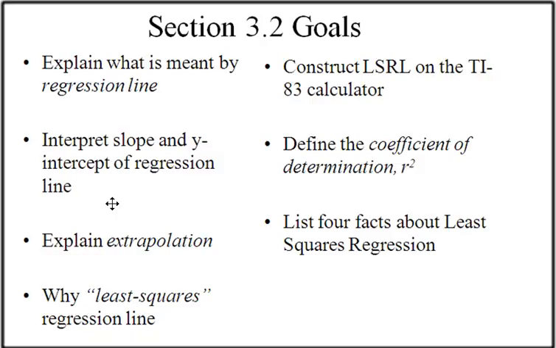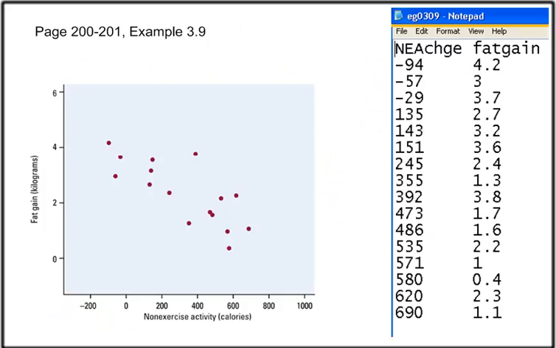So the only things that we have new to learn here are extrapolation, the coefficient of determination, and the actual nuts and bolts facts about the least squares regression line. So moving along, here's a typical problem from page 200 in your book. We have an experiment here to see if activity like fidgeting, non-exercise activity, actually helps you lose or gain weight. So you have a set of data here, which we're going to put in the calculator.